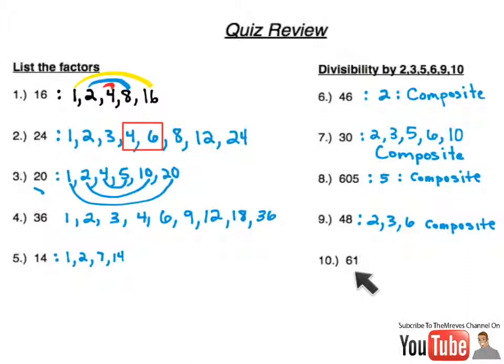Last one, 61. It's not even. Add them together, it's 7. 3 does not go into 7. And I'm going to go ahead and do 9 right now. 9 doesn't go into 7. Doesn't end in a 5 or 0. So 5 and 10 are out. And 2 and 3 don't go into it. So we know that this number is prime. There's no factors.